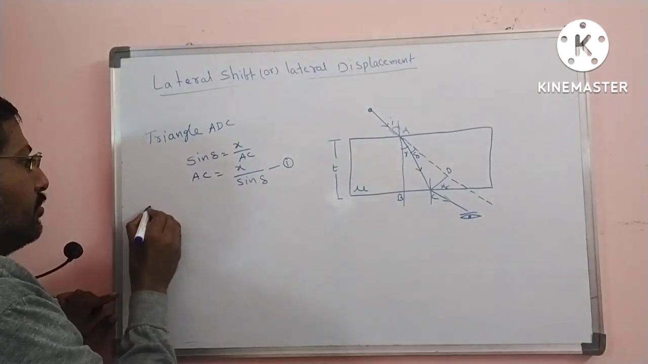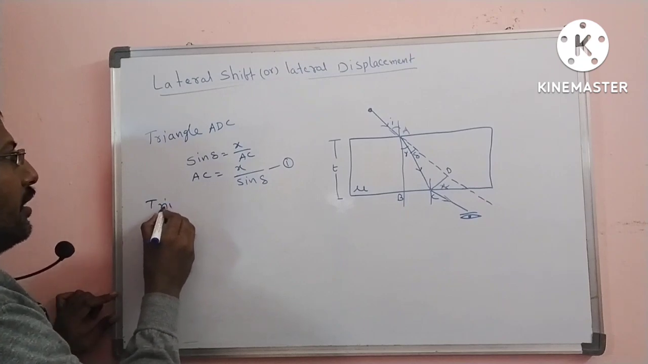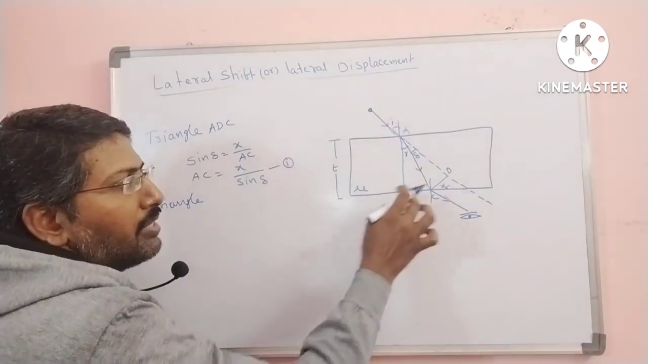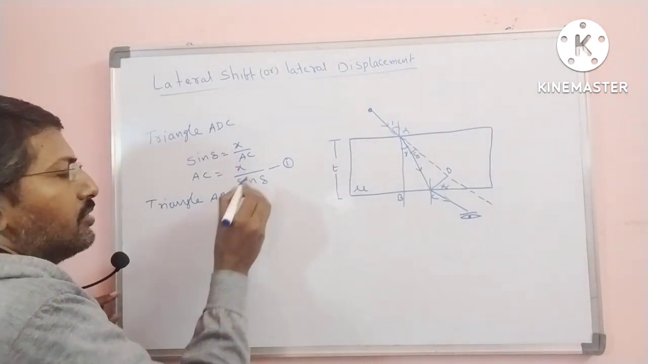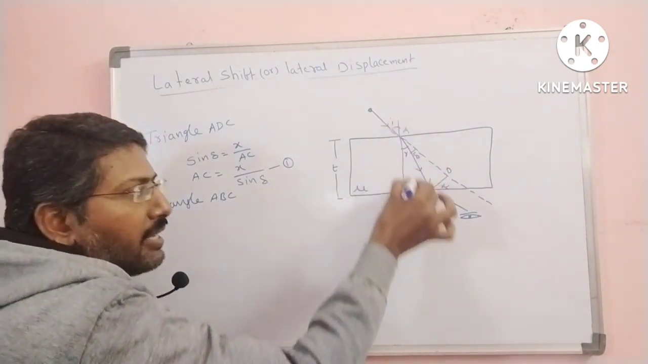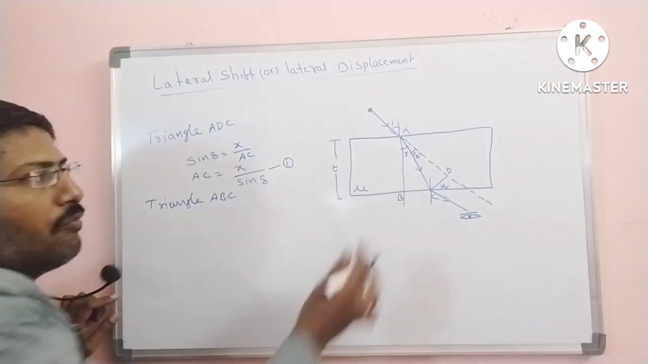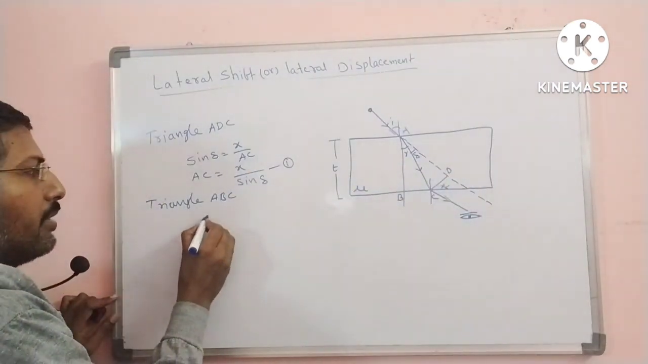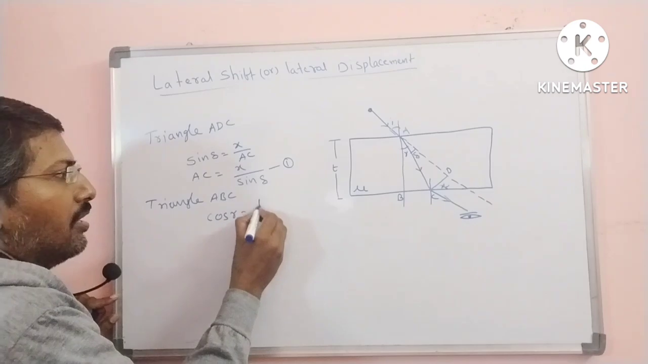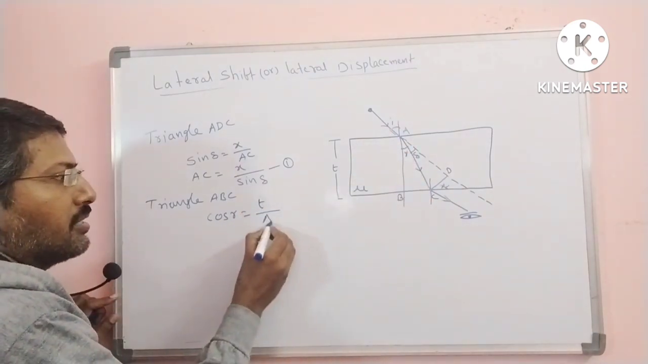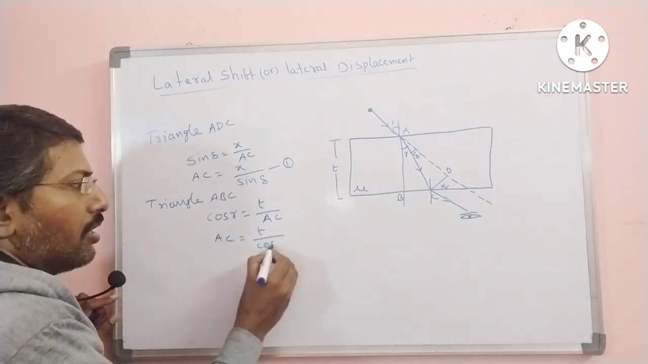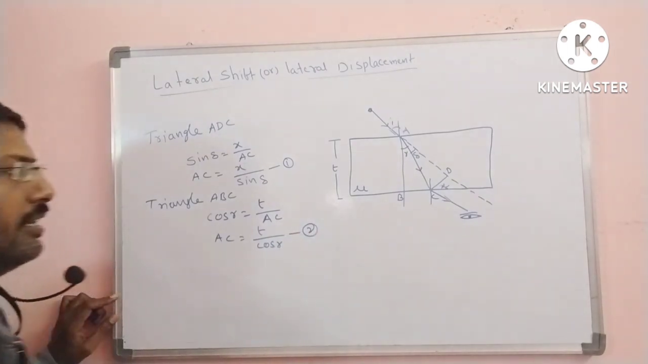Now AC can be written as x by sine delta. Next, if we observe another triangle, ABC, here AB represents the thickness and AC is the common light ray for this triangle and the other triangle. If I use the cos function, cos R equals adjacent side, the thickness, over hypotenuse AC. So AC is equal to T by cos R. This is the second equation.